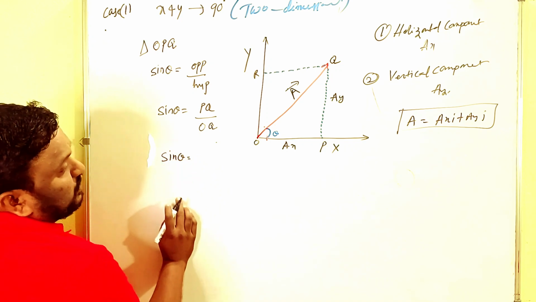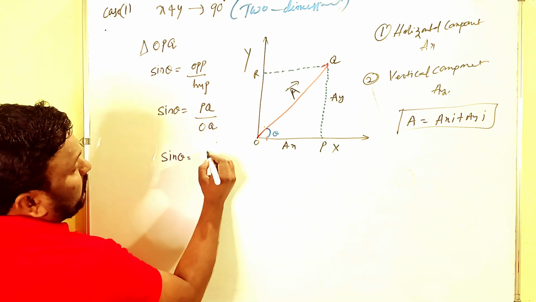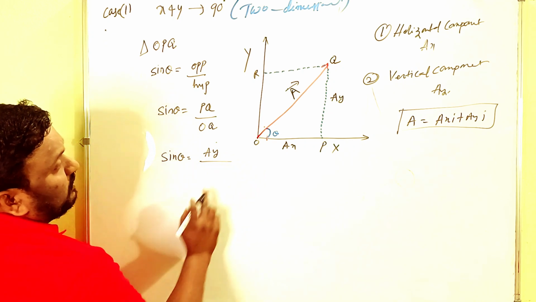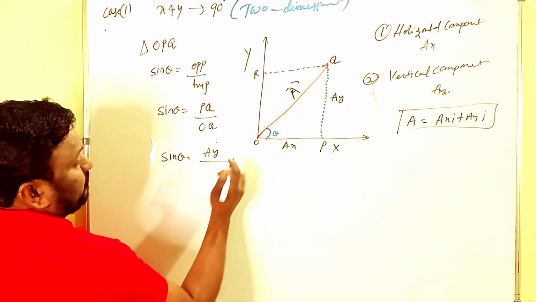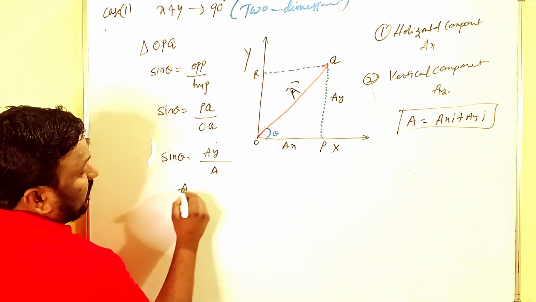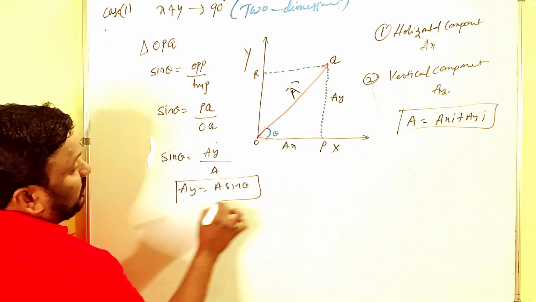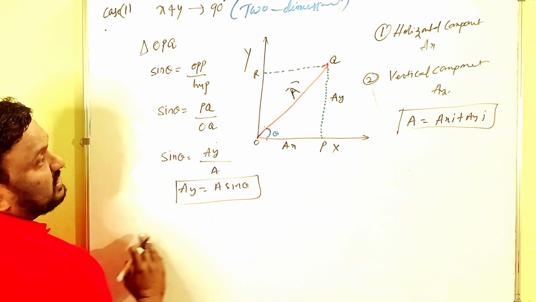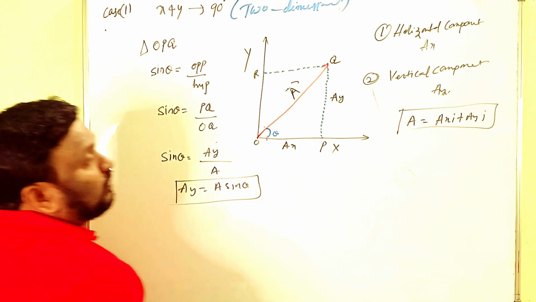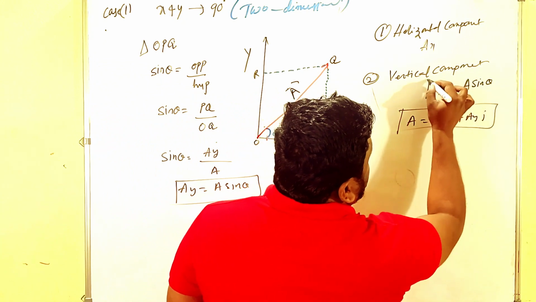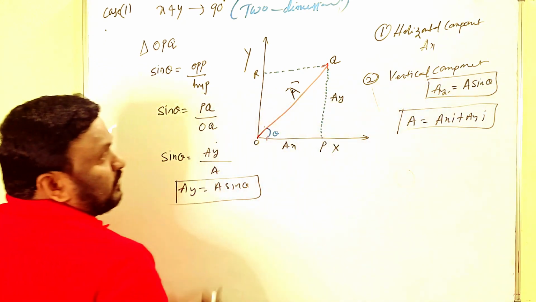Sin theta is equal to PQ, which means AY. Clear? PQ is AY by the hypotenuse, which is A. From that, AY is equal to A sin theta. Now the vertical component is what, children? AY is equal to A sin theta. That you have to remember.